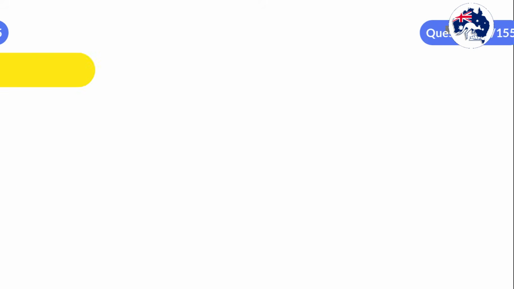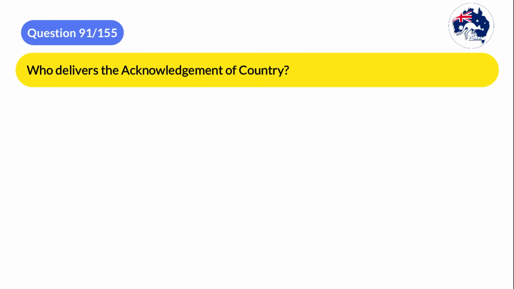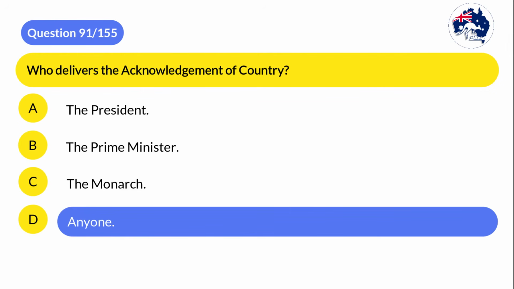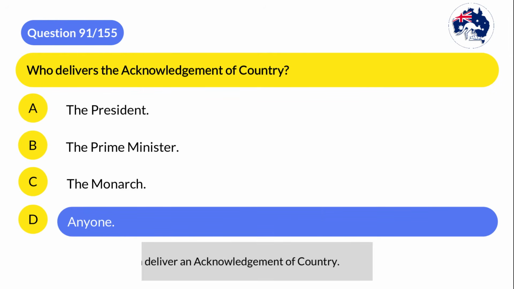Question 91. Who delivers the acknowledgement of country? A. The President. B. The Prime Minister. C. The Monarch. D. Anyone. The correct answer is D. Anyone. Explanation: anyone can deliver an acknowledgement of country.